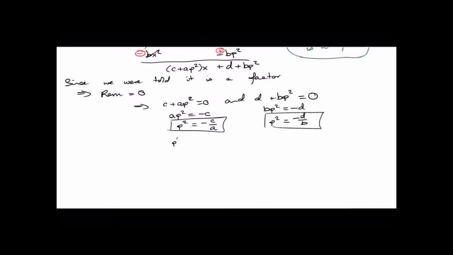So if I let p squared equal p squared, that means that minus c over a is equal to minus d over b. Signs cancel out, so I get c over a equals d over b, and then if I cross multiply, the b goes up above on the left, so bc multiplied across by a equals ad, and that's exactly what we were asked to find.